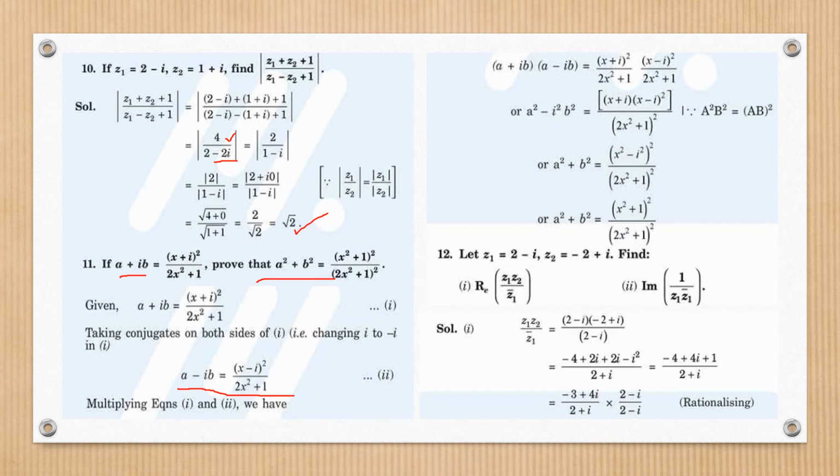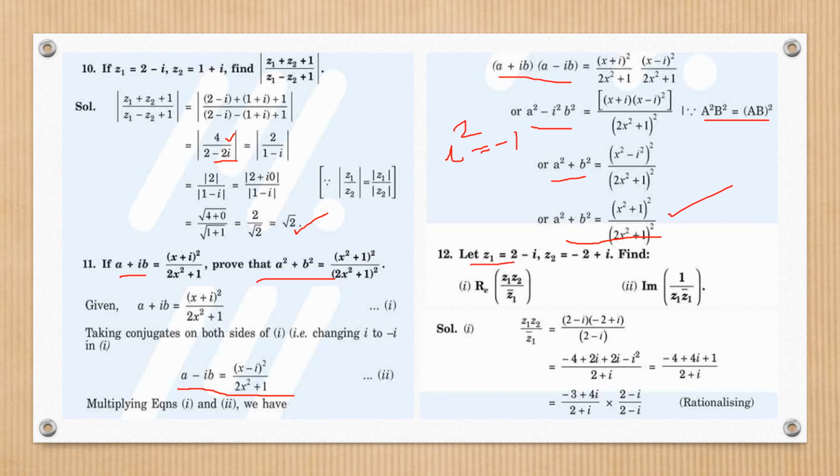Now multiply both of them. It becomes a plus iota b into a minus iota b, which is a square minus iota square b square, that is a square plus b square, as my iota square is equal to minus 1, right? And here (x plus iota) whole square, multiplying both numerators into (x minus iota) whole square can be adjusted in one bracket, like we can use a square b square equal to (ab) whole square, and the denominator is your (2x square plus 1) whole square, right? So this becomes your (x plus iota)(x minus iota), that is x square minus iota square, whole square, minus iota square is your plus 1, right? And we get the desired result.